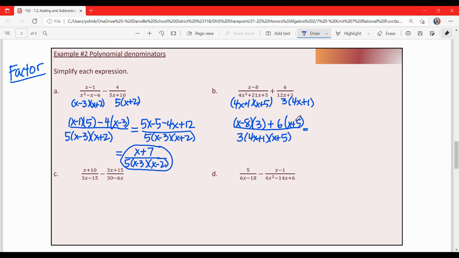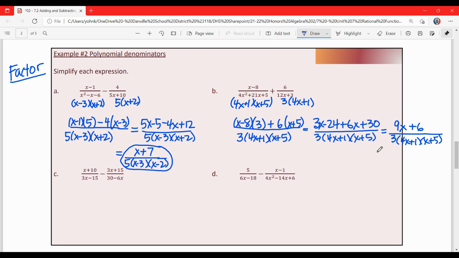Then I'm going to distribute. So I get 3x minus 24 plus 6x plus 30 divided by 3 times 4x plus 1 times x plus 5. Let's combine like terms. So in the numerator, I have 9x plus 6. And on the bottom, I have 3 times 4x plus 1 times x plus 5.